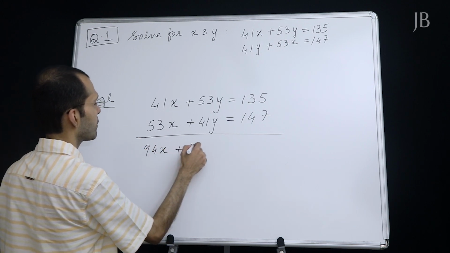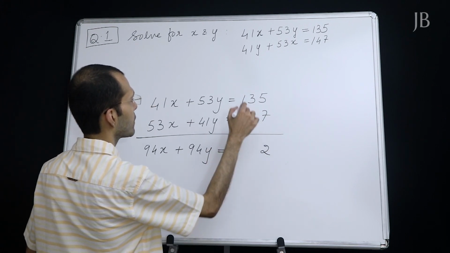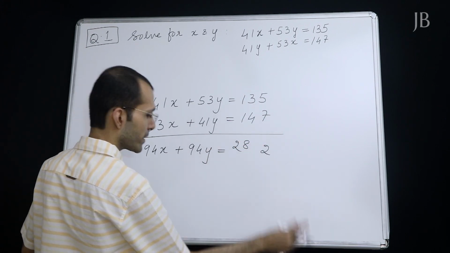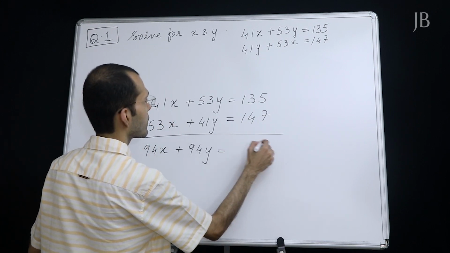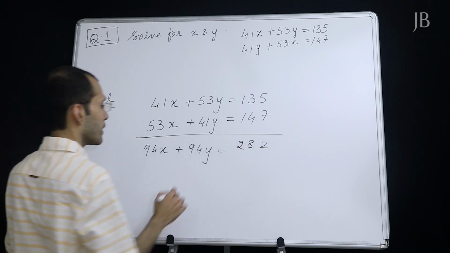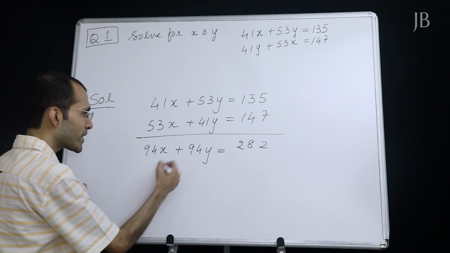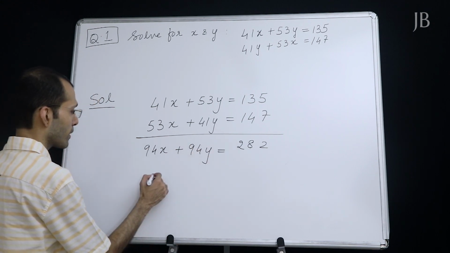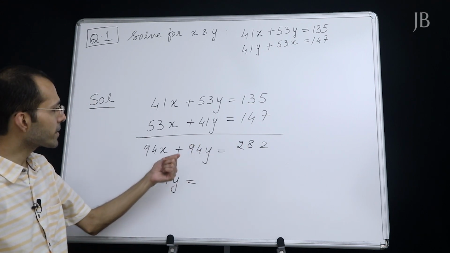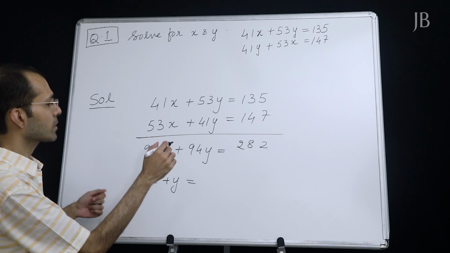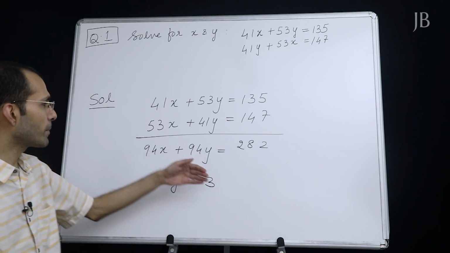This is 94x plus 94y is equaling 282. Let me write it neatly. Now there is scope for simplifying this equation. So you divide each and every term by 94. So that will be x plus y is equaling 282 upon 94. That will go 3 times. So x plus y will be 3.